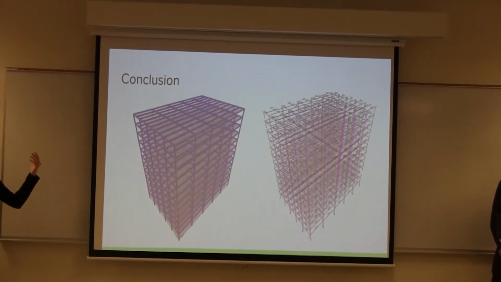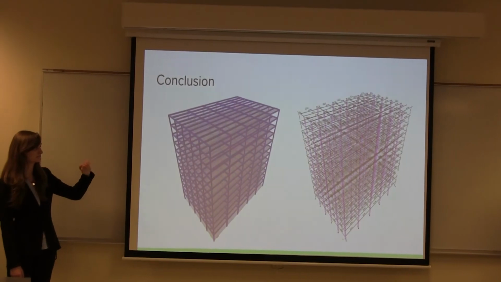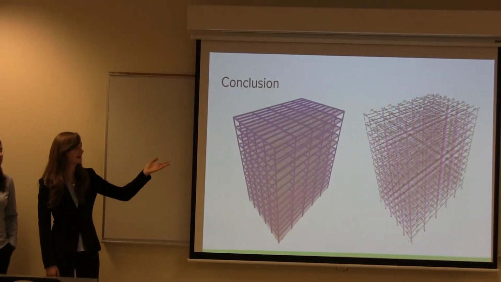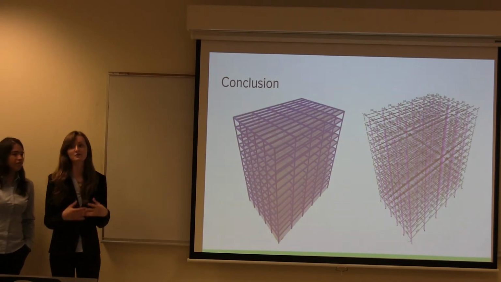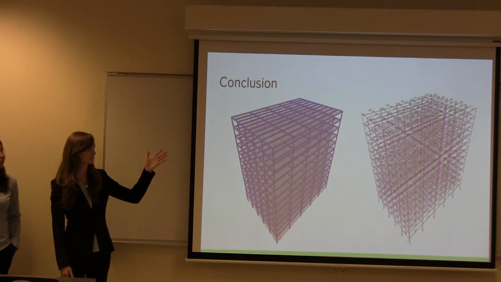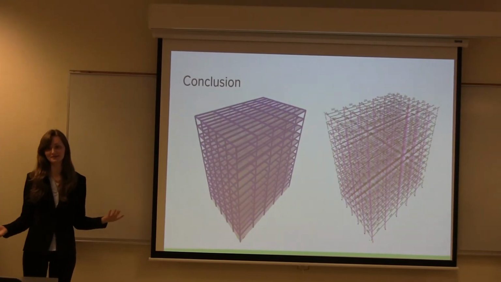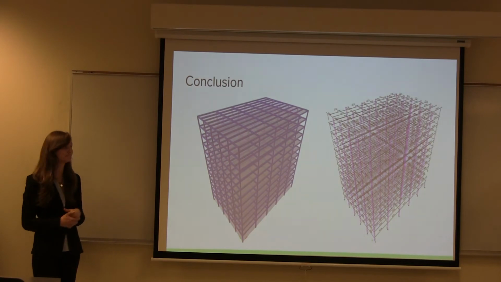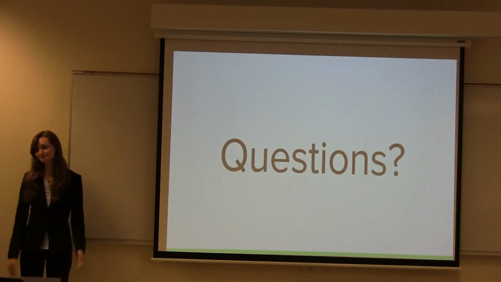So here are the extruded columns, beams, and slabs for the entire building. On the right, you can see the result after we ran the analysis to see what kind of columns need to be used. They're all pink, which in the software means they're the most economical to use without failing. So, any questions?